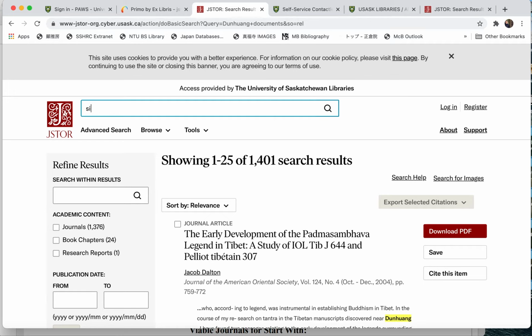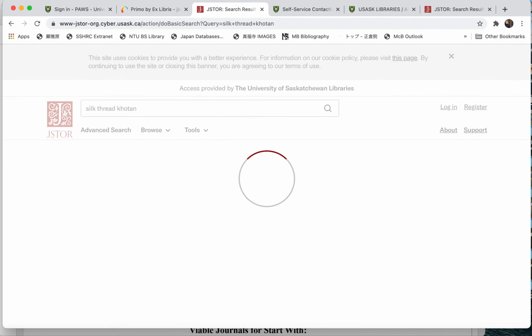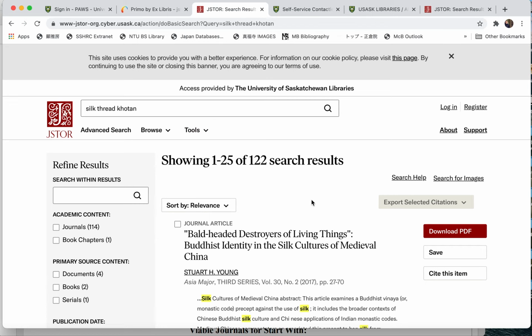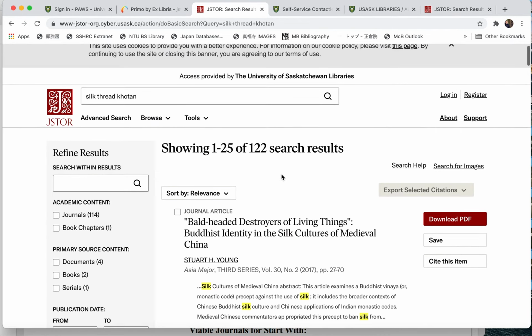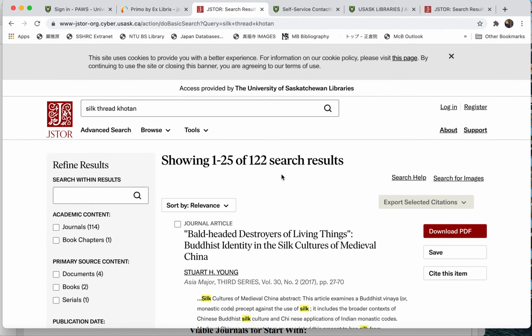Now let's say you want to choose another one. For example, maybe you're interested in silk. All right, let's see what happens. We get 122 results for Bald-Headed Destroyers of Living Things: Buddhist Identity in the Silk Cultures of Medieval China, published in Asia Major back in 2017. So maybe this is interesting, but notice we're obviously looking at Silk Road things here, and that's kind of on my mind because I teach another class there.